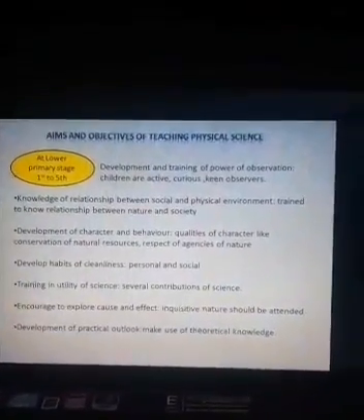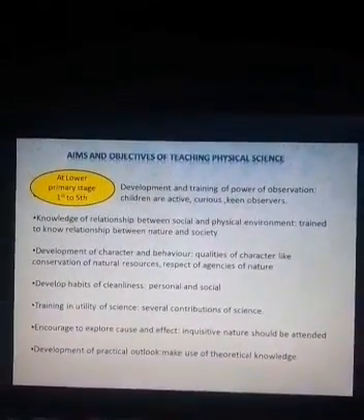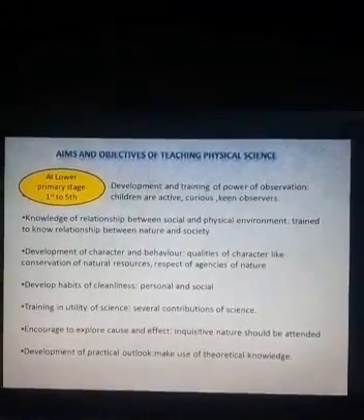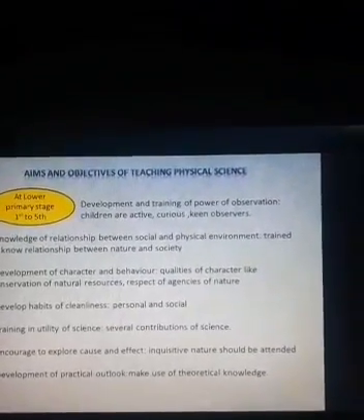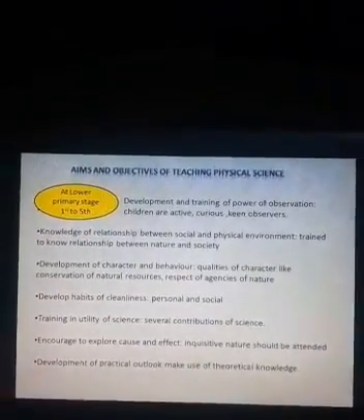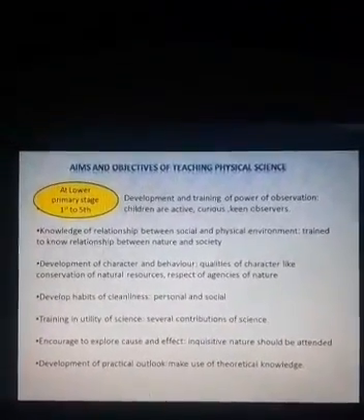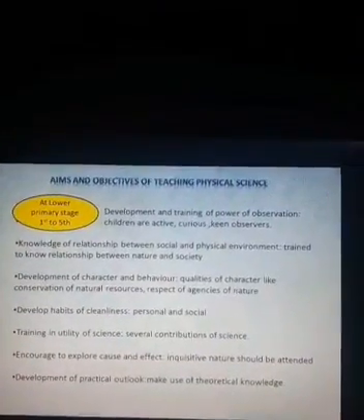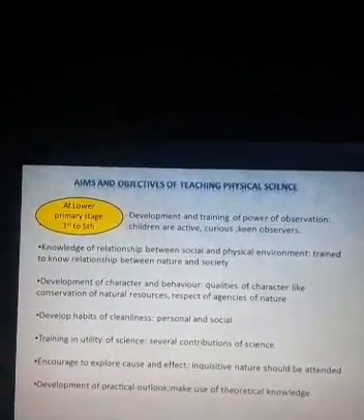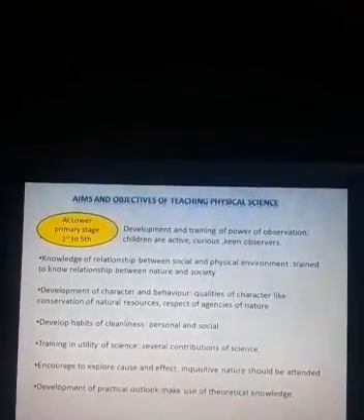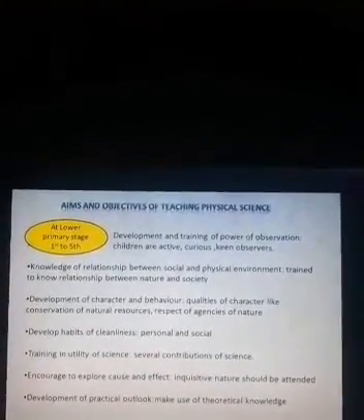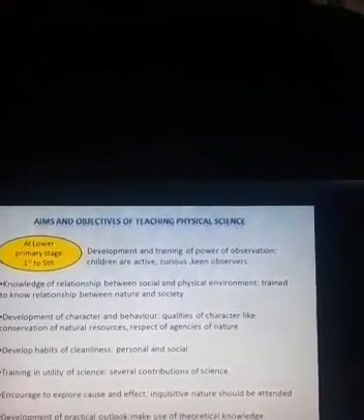So here you can see that at the lower primary stage, what we have talked about is, first, the training and development of power of observation, knowledge of relationship between social and physical environment, development of character and behavior, developing habits of cleanliness, training in utility of science, encouraging exploration of cause and effect, and then finally development of practical outlook. So you see, the primary level objectives are framed keeping in mind the mental level of the child.